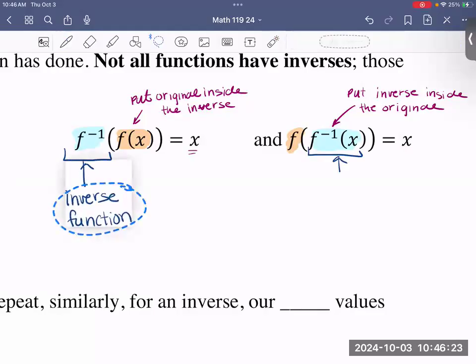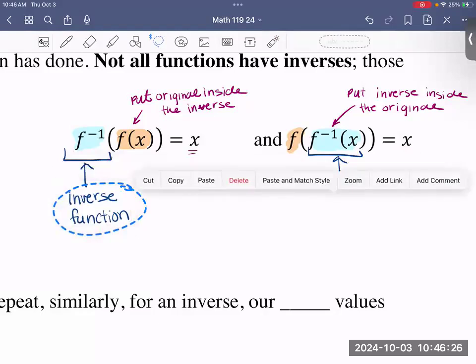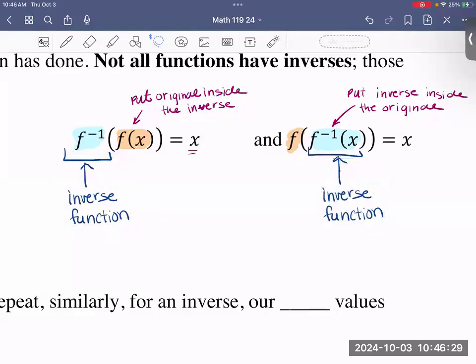I'm going to copy and paste that over here. So those are your inverse. How we say this is f inverse of x. We're not saying this is f to the -1 power, because inverse is not the same as 1 over f of x. That is not what an inverse is. Okay, so not the same. Whereas your original function is just f of x.